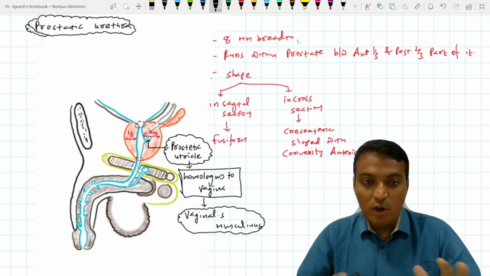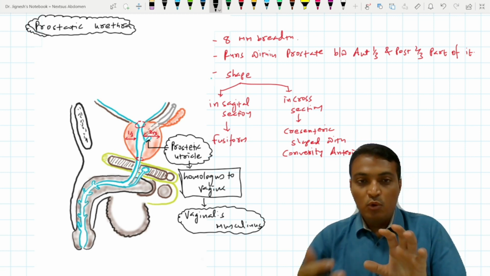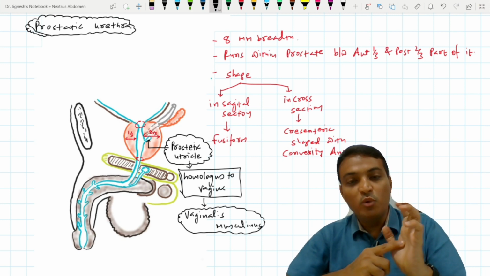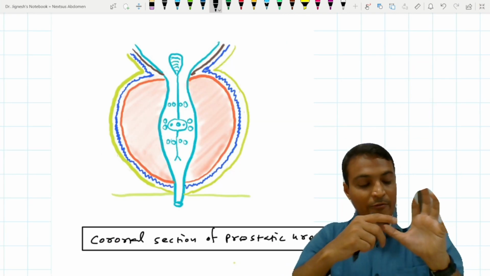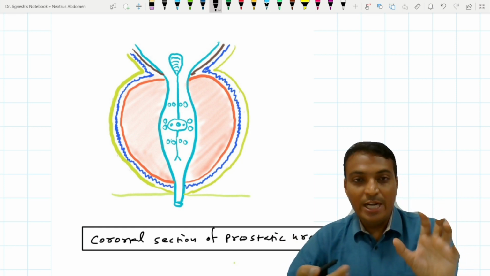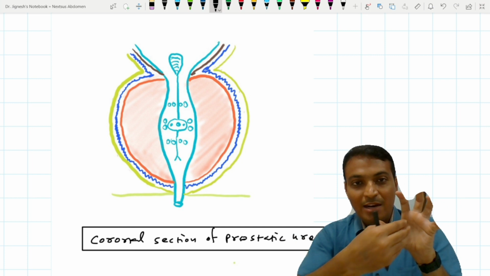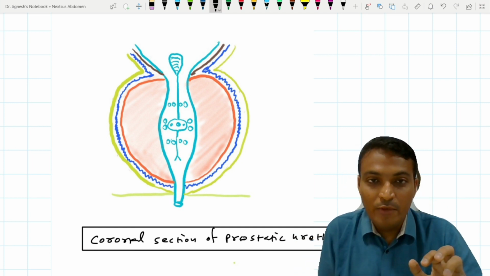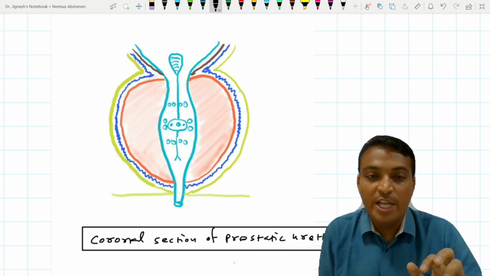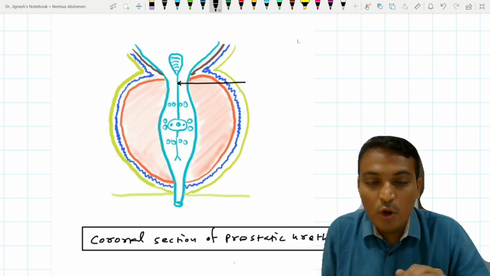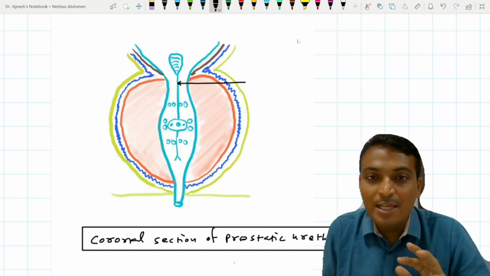Now let's see the interior of the prostatic urethra. For that, we have to take a coronal section of the prostate and try to see the posterior wall of the urethra. So here in this figure, we have taken the coronal section of the prostate at the level of the urethra and we can see the posterior wall of the prostatic urethra. Here we can appreciate that on the posterior wall there is one mucosal fold in the midline, and this median longitudinal mucosal fold is called the urethral crest.